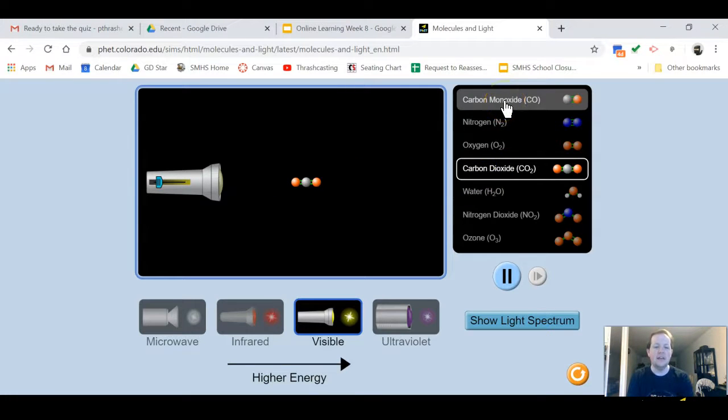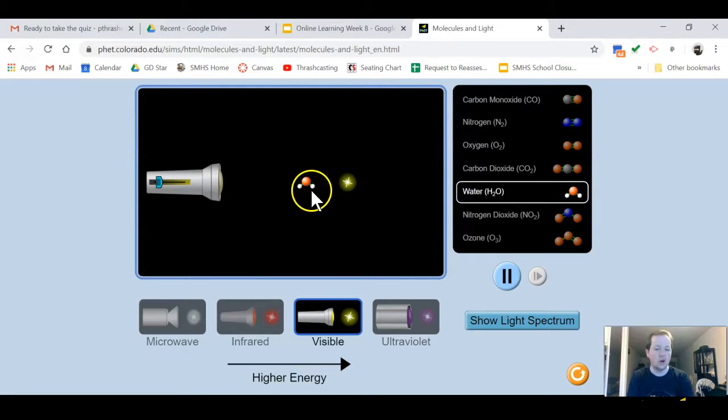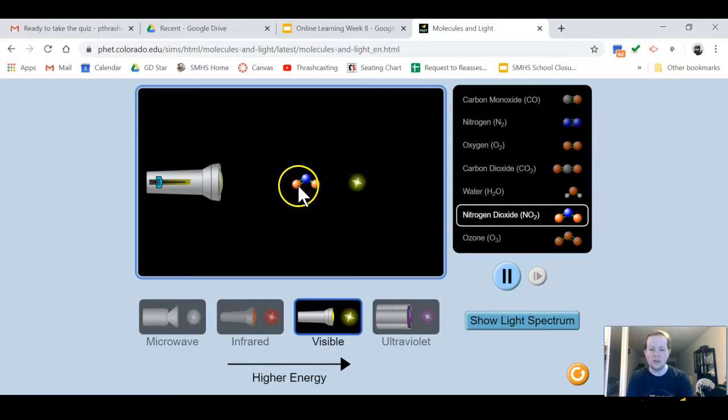Let's try this one. This has 2 atoms, carbon monoxide. Visible light. Oh, no. Oh, man, boring, Mr. Thrasher. Let's try nitrogen. Nitrogen has 2 atoms. No. Let's try water. Water has 3 atoms. Let's see. Is water going to do anything? No.